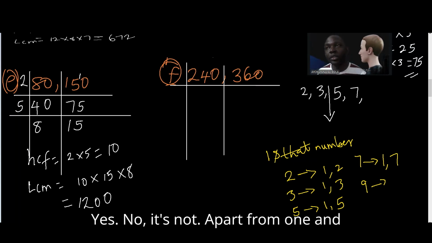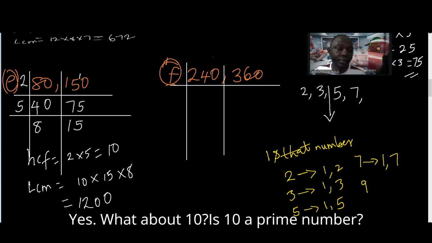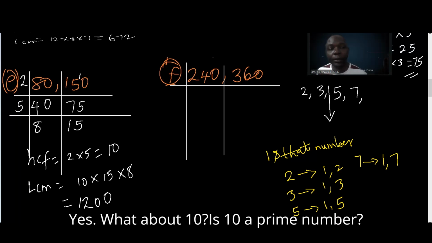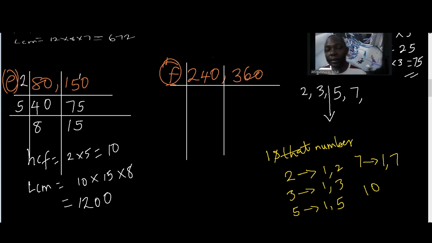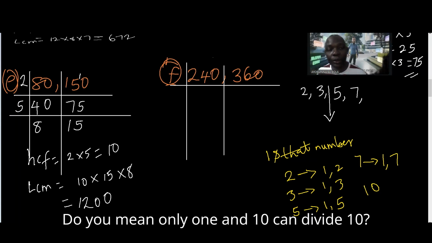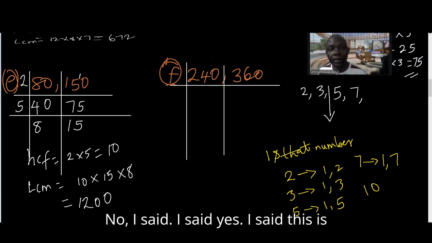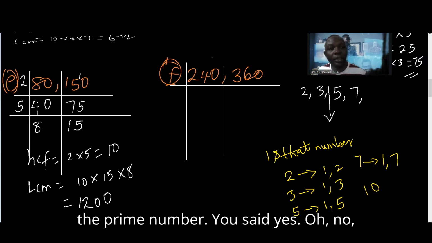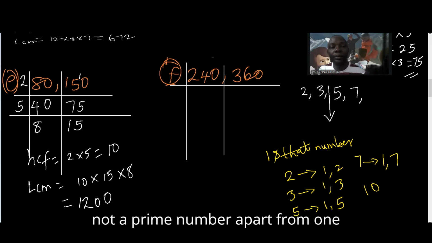No, it's not. Apart from 1 and 9, 3 can divide 9. Yes or no? Yes. What about 10? Is 10 a prime number? Yes. Why? Because 10 can divide 10, right? Do you mean only 1 and 10 can divide 10? No, I said yes. I said, is it a prime number? You said yes. Oh no, actually no. So why is it not a prime number?